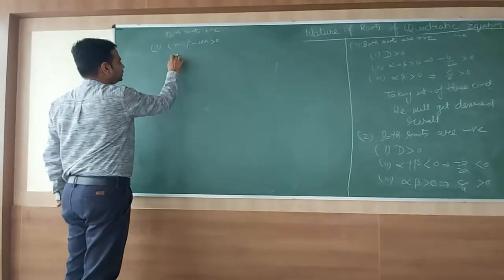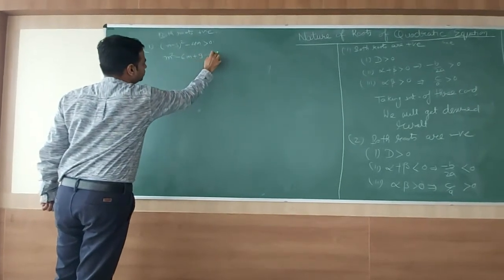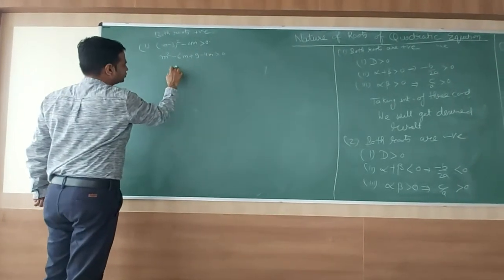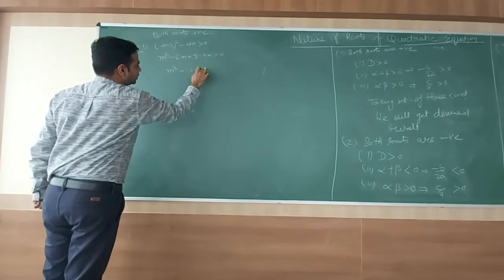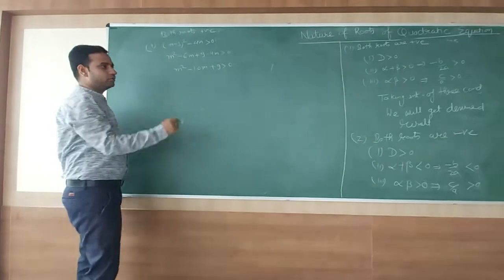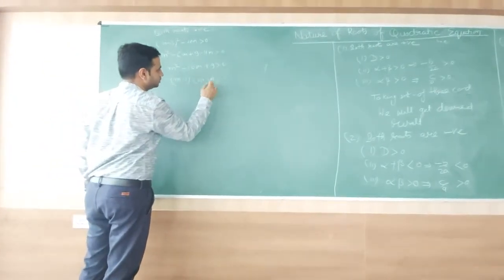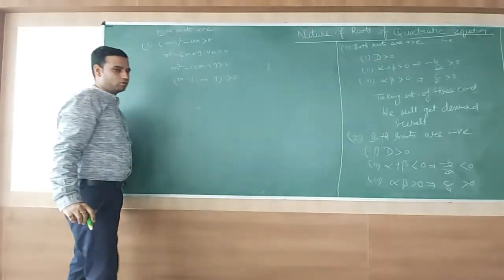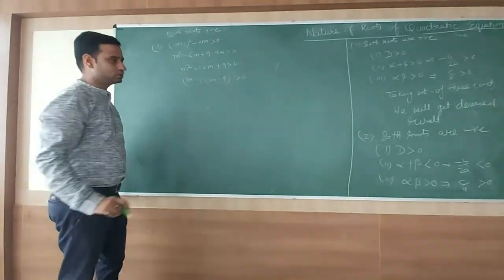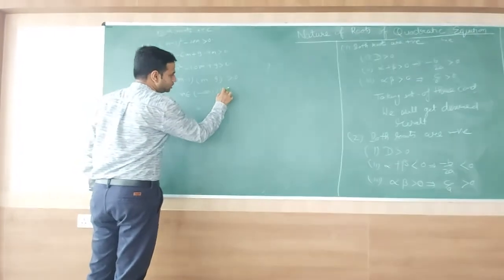Now I am calculating it: m square minus 6m plus 9 minus 4m greater than 0. So m square minus 10m plus 9 greater than 0. By factorizing it, we get (m minus 1)(m minus 9) greater than 0. Now we will use the inequality to solve this. So m will come out to be minus infinity to 1 union 9 to infinity.